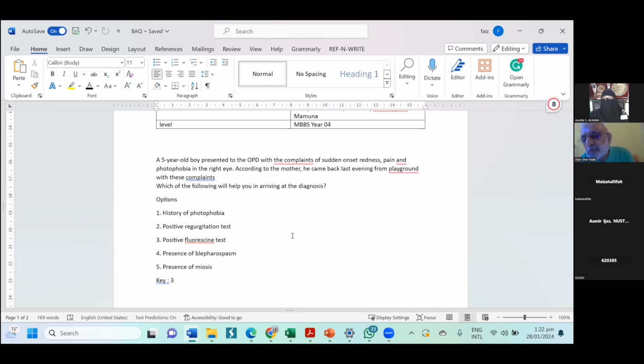Yes, please. Okay, I just wanted to ask about this sentence: according to the mother, he came back last evening from the playground with these. Is it important? I mean, is it giving some diagnostic information? Yes, sir, it does tell you about the onset of the symptoms. It's already mentioned because this is sudden onset. No, the history of coming from the playground is hinting at trauma, which is the most likely cause of keratitis. Okay, that's good. Thank you very much.